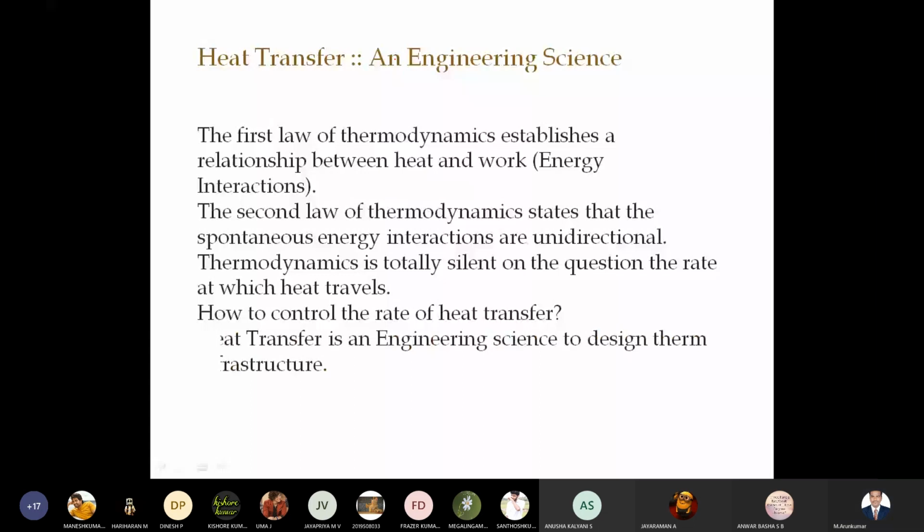Then heat transfer is an engineering science to design thermal infrastructure. So we have to know thermodynamics as well as heat transfer to get a good design of the thermal infrastructure. This heat transfer has evolved over around 200 years. So there will be evolution day by day.